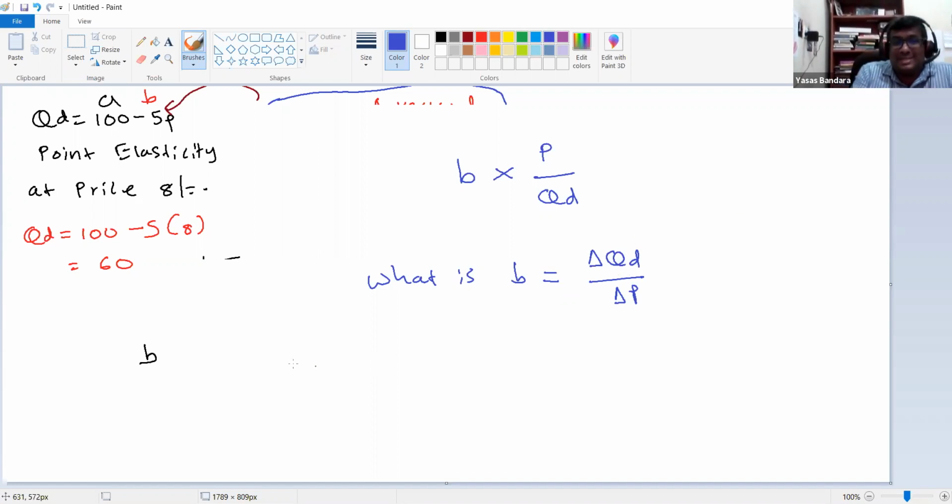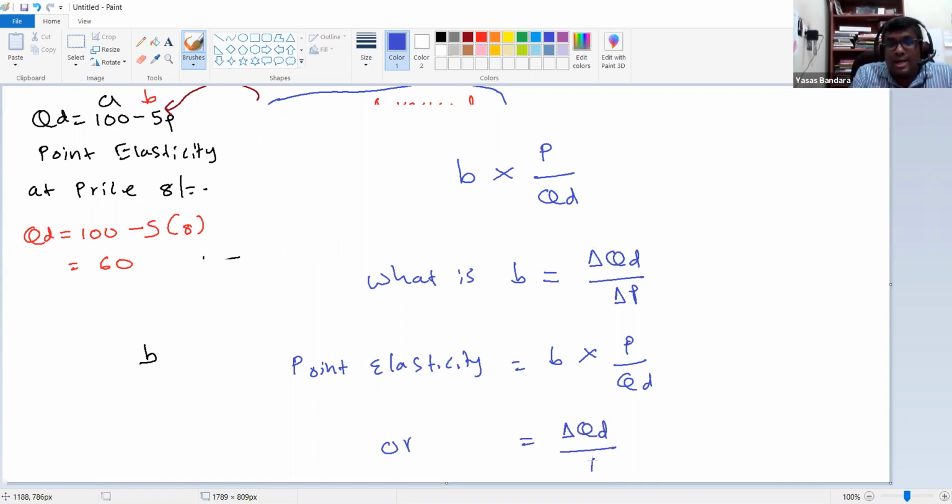Therefore, you can say, let me give it again, point elasticity is B into P over QD, or if you say B is delta QD over delta P, it is delta QD over delta P into P over QD. And both these equations are correct. They don't lead to wrong answers, and this is not a confusing area at all.